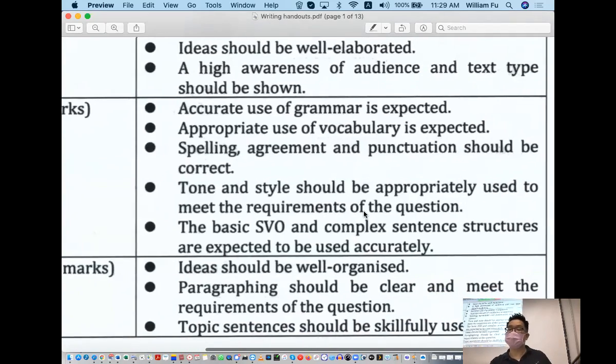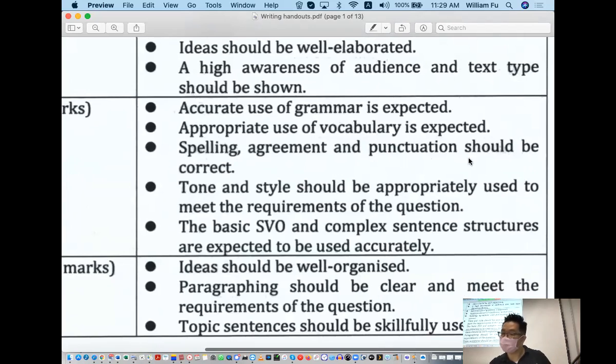And then the spelling, agreement, punctuation should be correct. The tone should be appropriate.